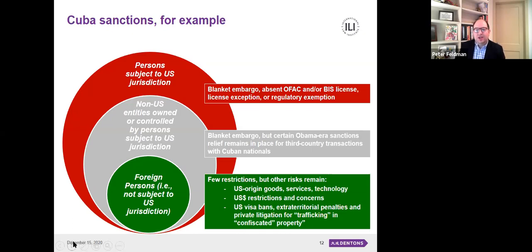So in short, even for a longstanding program that is widely known as being a blanket embargo on Cuba, there are nuances that can be significant from a compliance and enforcement perspective. Let me go to the next slide, please.